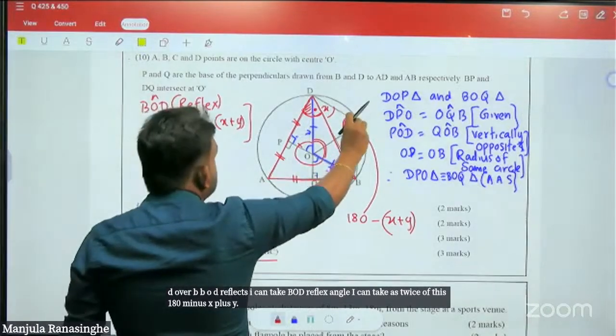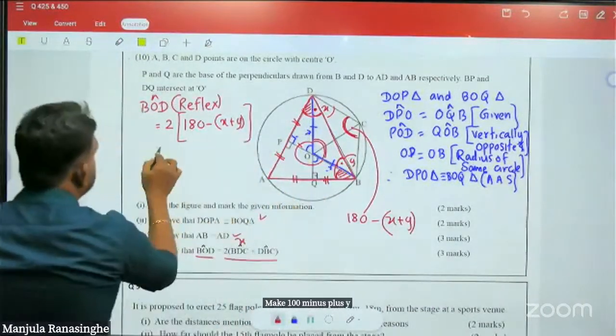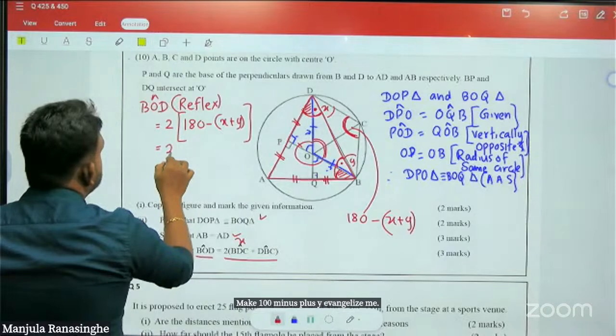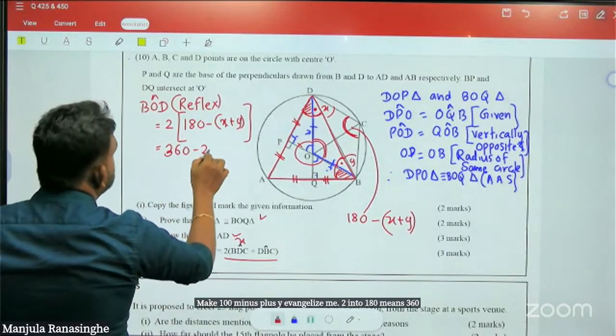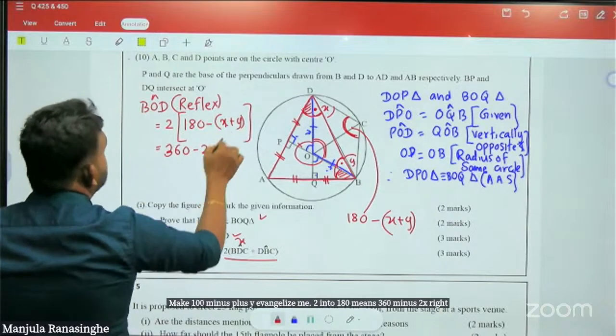Twice 180 minus (X plus Y). Then I remove the brackets. 2 into 180 means 360 minus 2X, right? Multiplying 2 inside, minus 2Y.